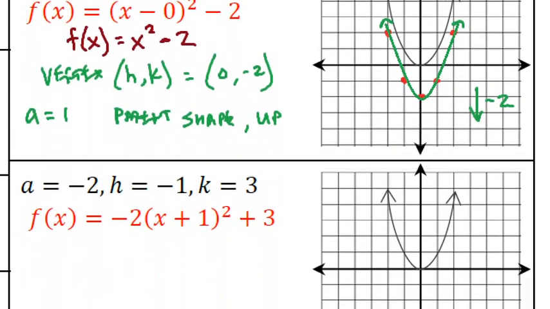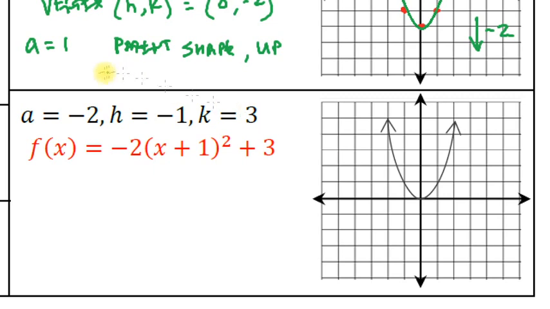All right, and then the last one. What happens if we combine the effects of a and the effects of h and k? So a is -2, h is -1, k is 3. Here's our a value, here's our h value. We see we flipped the sign. Here's our k value. Let's go ahead and identify the vertex. The vertex we know is hk, which is -1, 3. Let's plot that. -1, 1, 2, 3. There's +3. Okay, so there's our vertex.